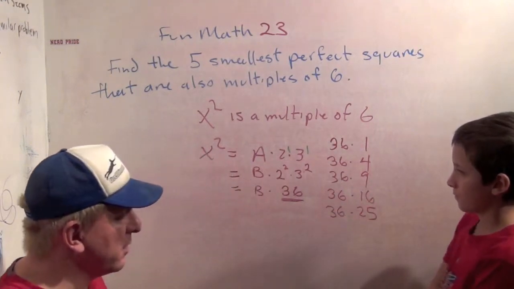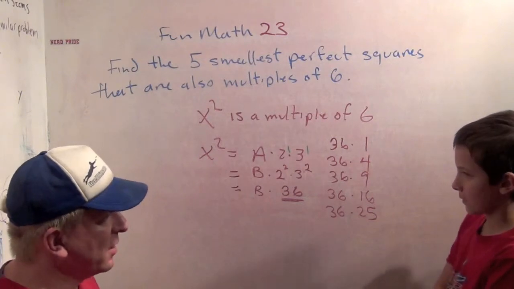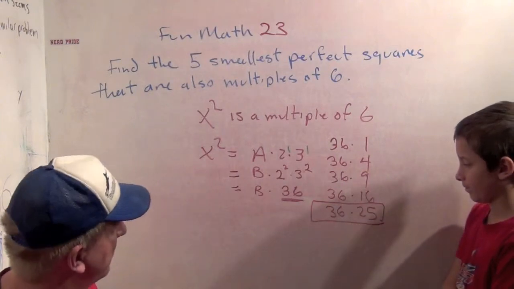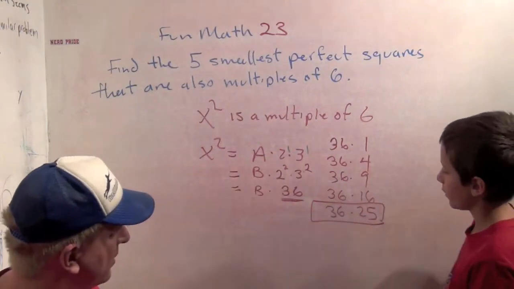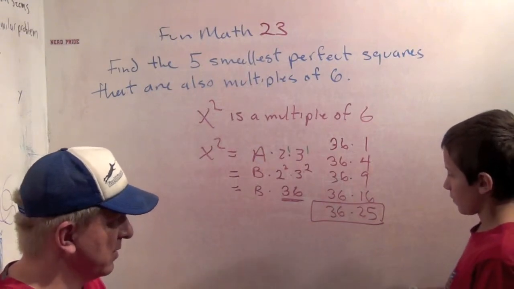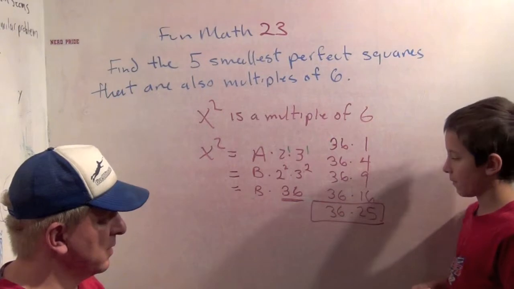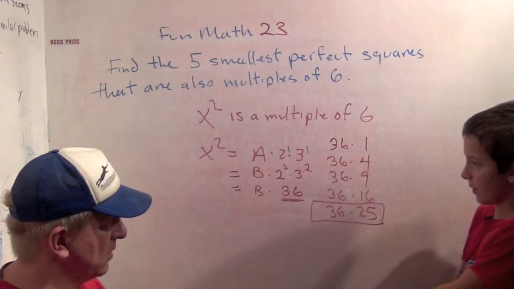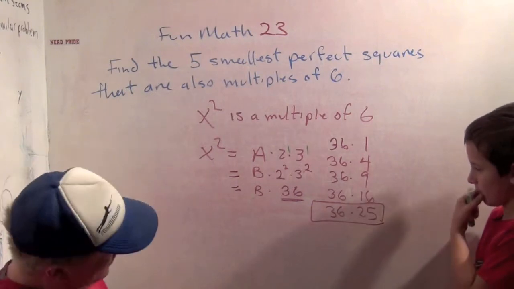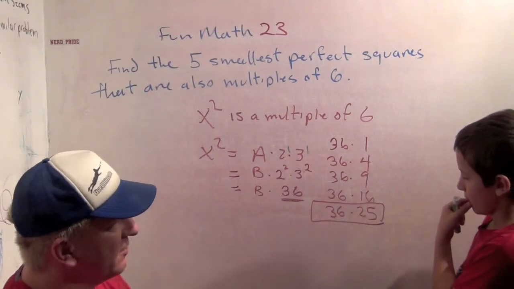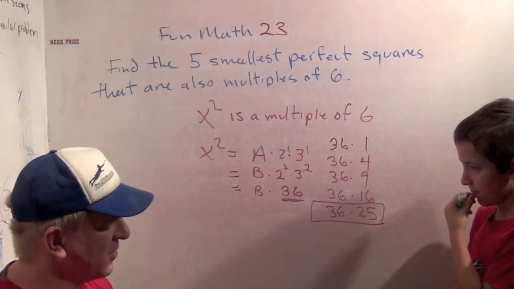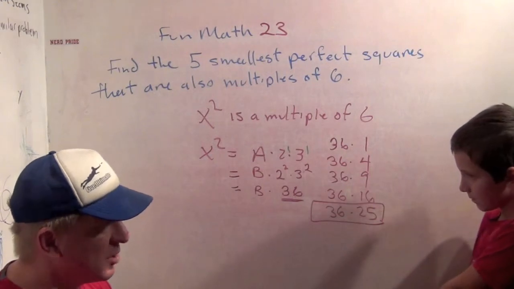Now, do you remember what the fifth one was? It was 900, right? So let's quickly check what 36 times 25 is to see that we got them right. What is 36 times 25? What's the quick way of multiplying 25s? What do you know about the number 25? What's special about it? It's 5 times 5.